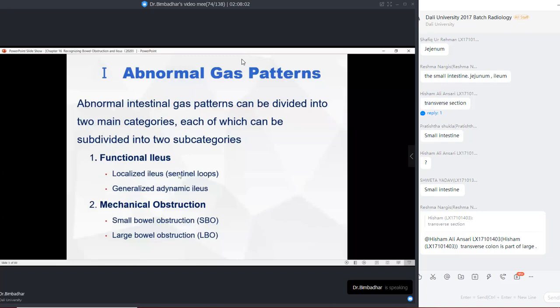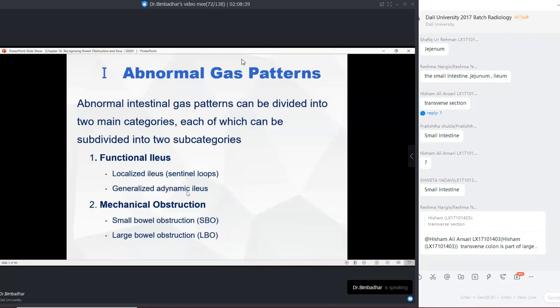Only some part of the intestine is actually affected, and it is a localized reaction only to that part. Such a thing is called a sentinel loop. So whenever you see only a certain part of the intestine dilated, you call it a sentinel loop. And then, if you are looking at dilated loops all over the abdomen, you are going to call it generalized adynamic ileus.